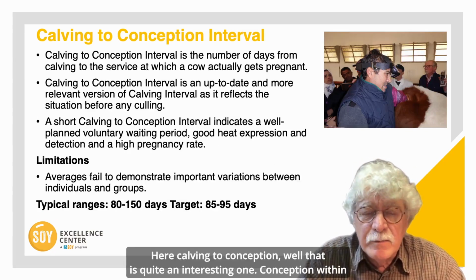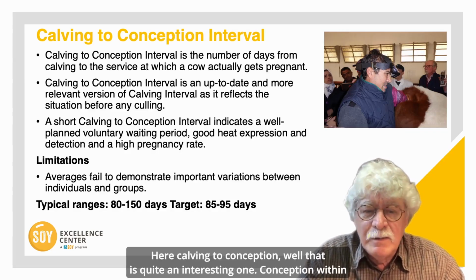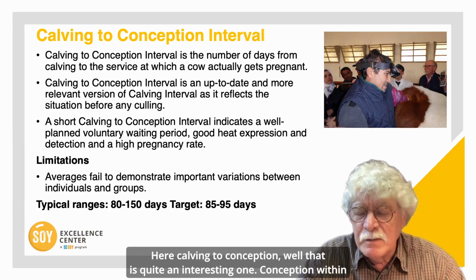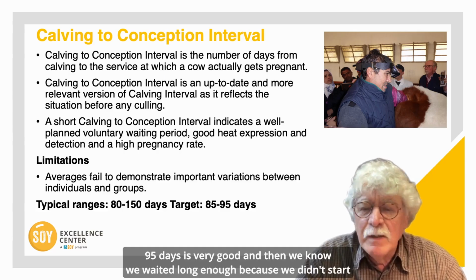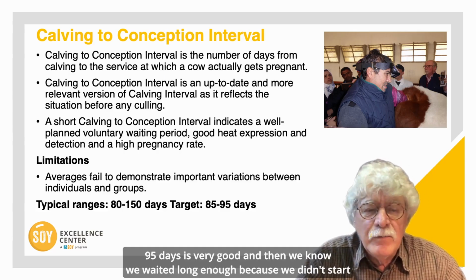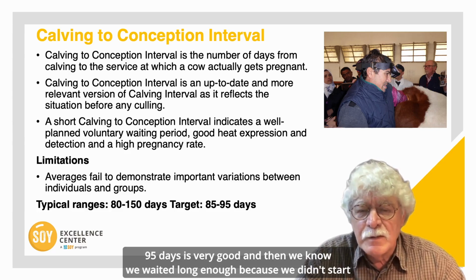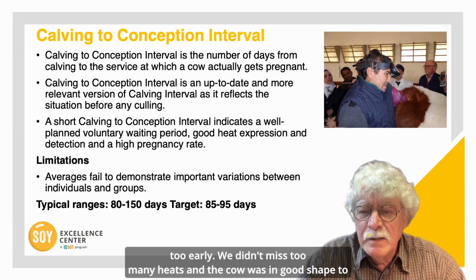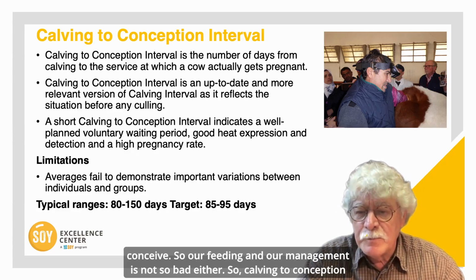Here, calving to conception. Well, that is quite an interesting one. Conception within 95 days is very good. And then we know we waited long enough because we didn't start too early. The cow, we didn't miss too many heats, and the cow was in good shape to conceive. So our feeding and our management is not so bad either.